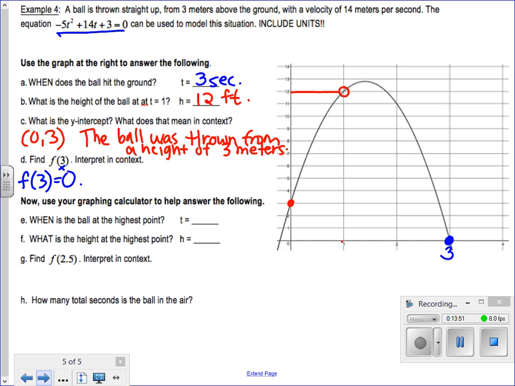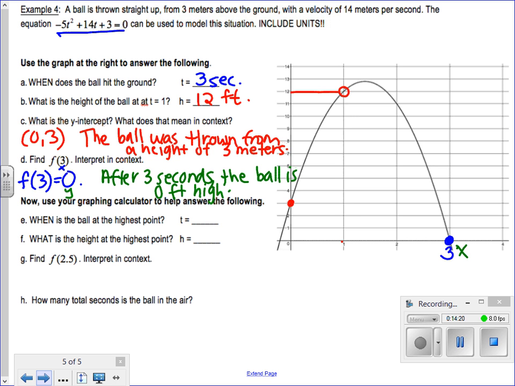So interpreting that in context, 3 is an x value, and the x-axis here is measuring time. So that means after 3 seconds, the output, y, is measuring height. So the ball is 0 feet high. So the ball is on the ground after 3 seconds.